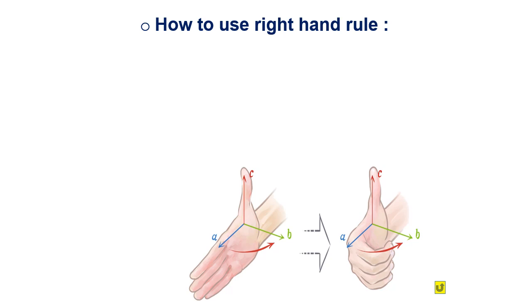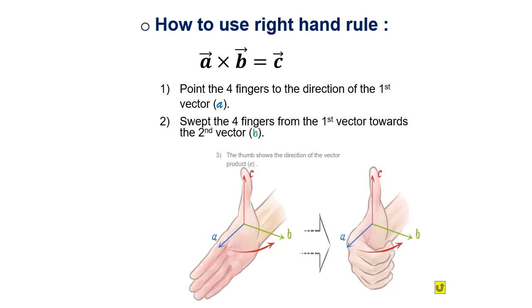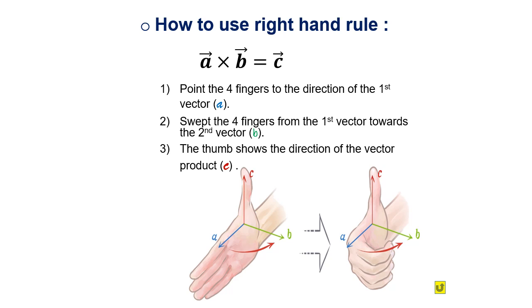How to use the right hand rule? We have A cross B equals C, and we want to determine the direction of vector C. The first step is to point the forefinger in the direction of the first vector A. Second, sweep the forefinger from the first vector toward the second vector B. The thumb shows the direction of the vector product C.